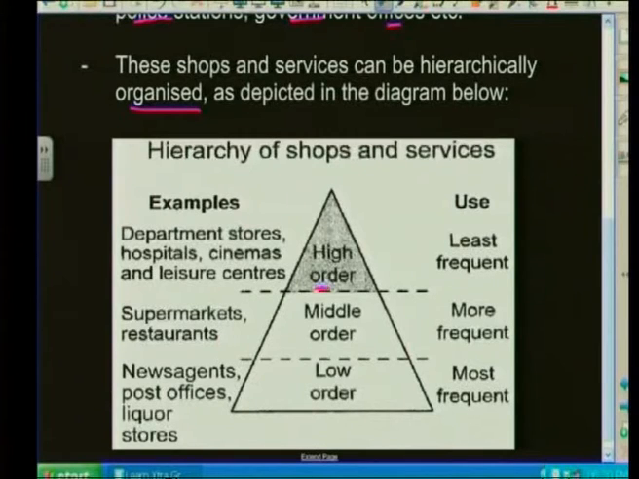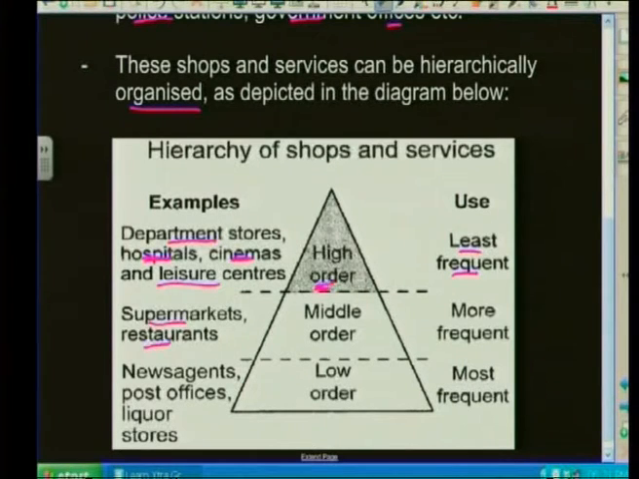If we look at our high order services, these are generally department stores, hospitals, cinemas, and leisure centers. Remember, we do not visit these areas often. Your department stores could be your local shopping mall. How often are you getting there? I hope not too often, especially being in matric. However, hospitals, cinemas. I do wish I could visit a cinema day after day. However, due to the high order function, remember, we cannot access these high order functions on a daily basis.